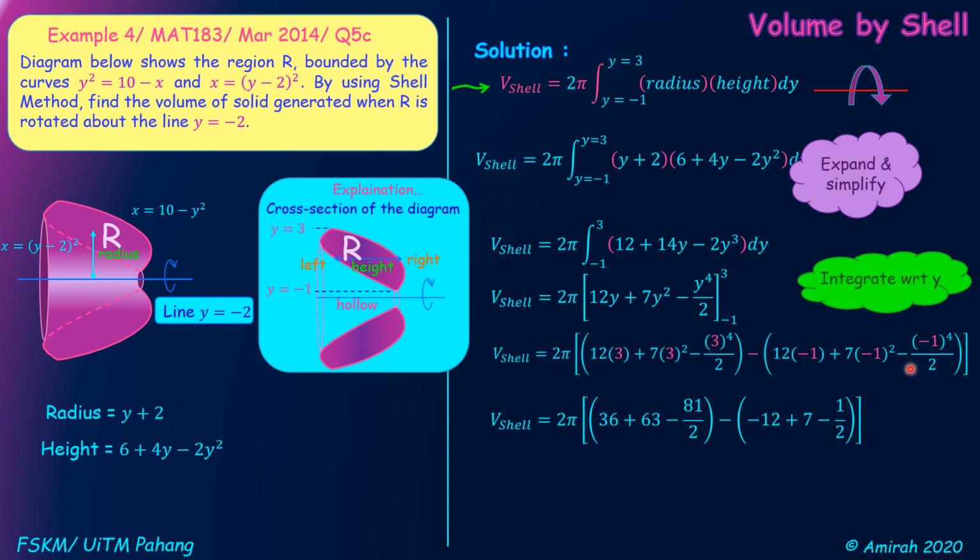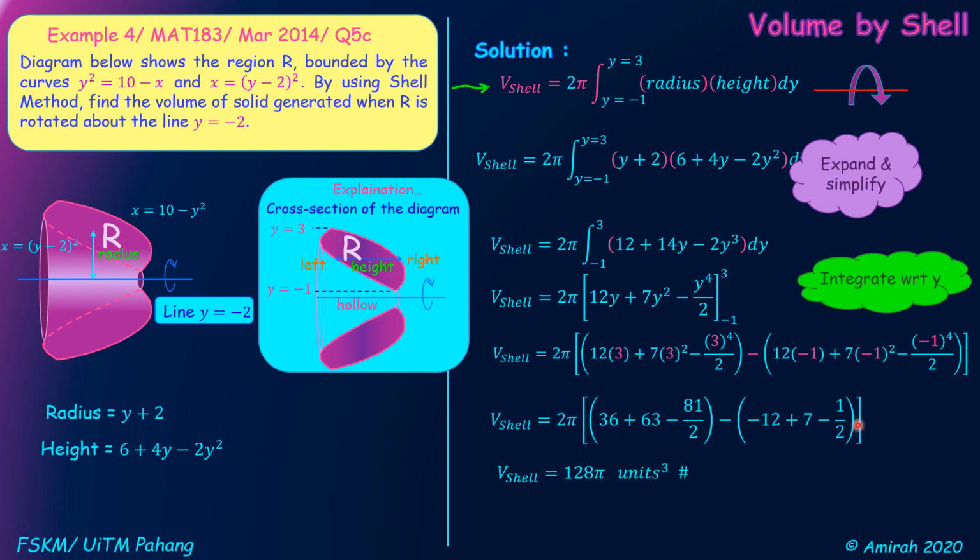We cannot multiply the negative here and the negative here to get plus. That is a wrong concept, because we need to solve the power of 4 first, and then we can multiply by the negative in front.